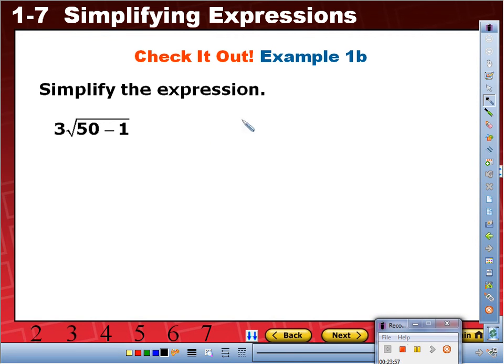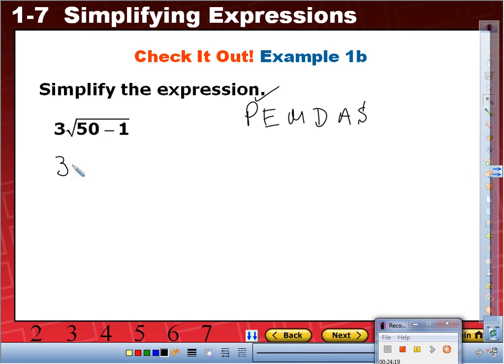I write down my order of operations, and I'm going to start, and I'm going to say, do I have any parentheses or grouping symbols? Yes, this is the grouping symbol. Remember we wrote it down? So that we need to simplify everything inside of the grouping symbol. So what is 50 minus 1? So then we're left with 3 times square root of 49.